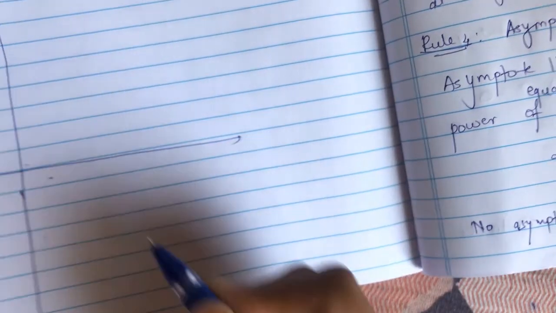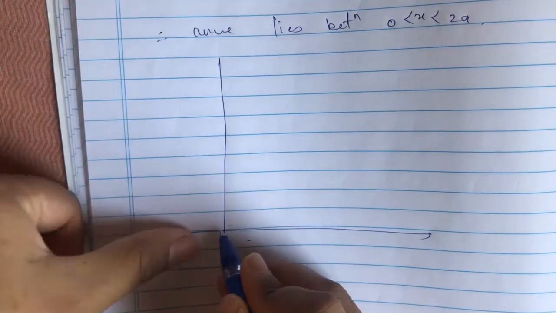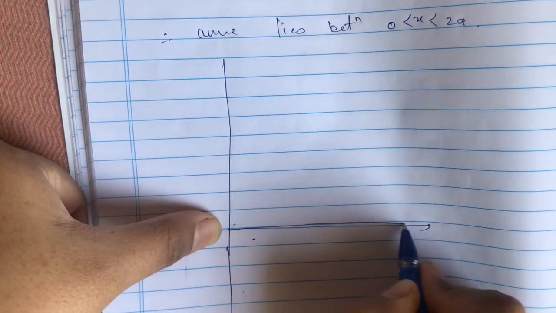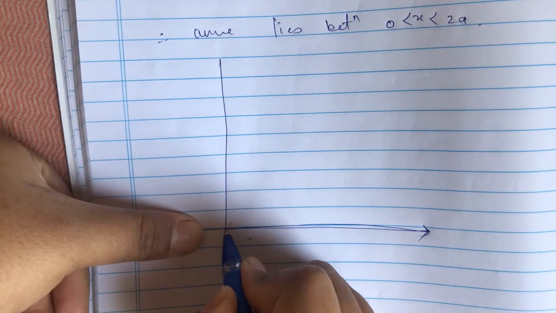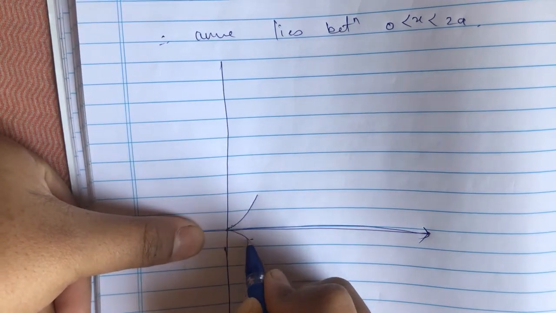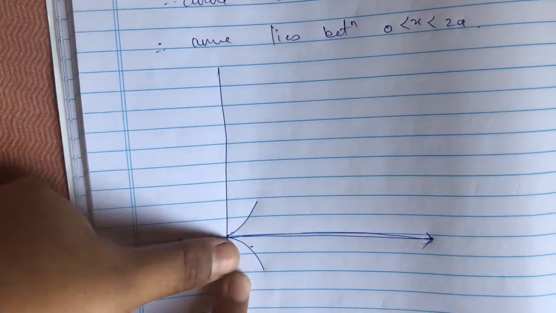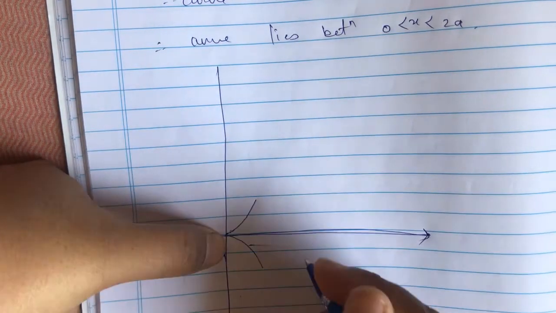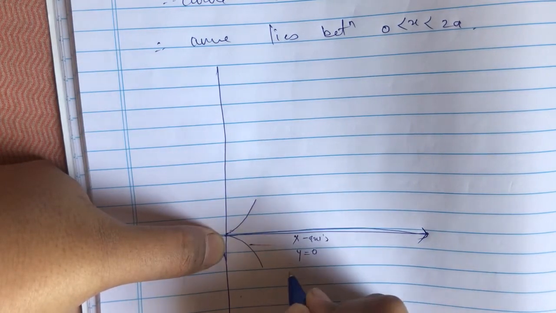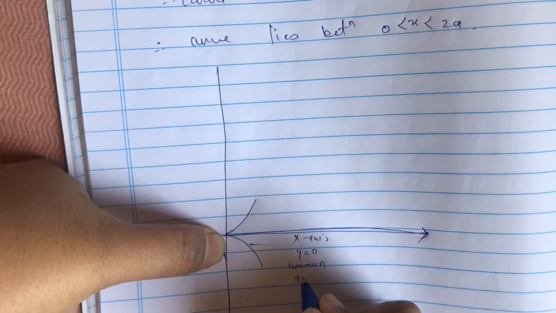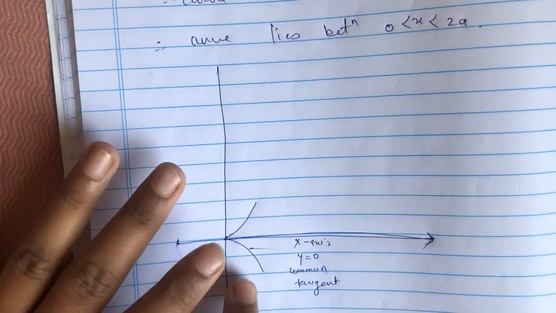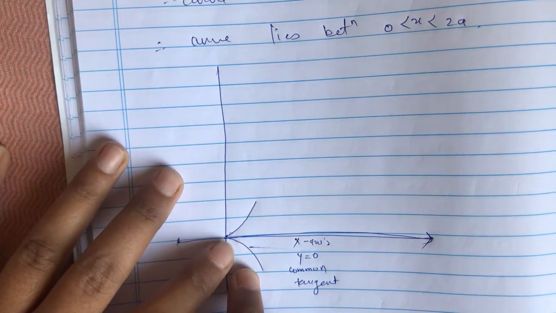Cusp looks like this, means origin is a cusp and x-axis is a tangent. Means for two branches we have this common tangent, right? For these two branches we have common tangent. That means it will look like this. So we have a cusp at origin and the common tangent is x-axis, that is y equal to 0. Okay, now we are able to draw up to this point only. Now the next is asymptote.